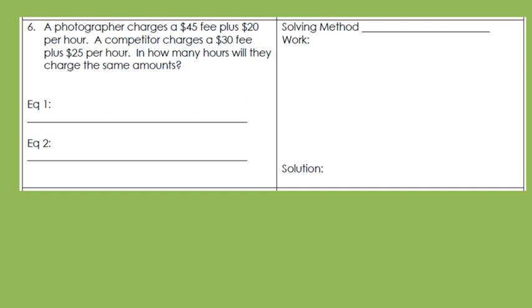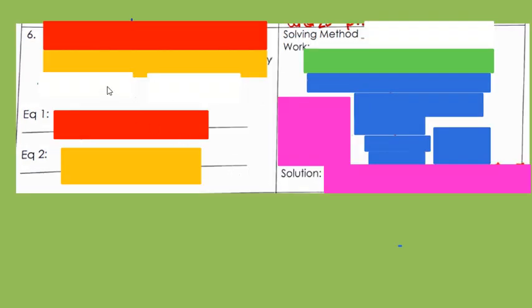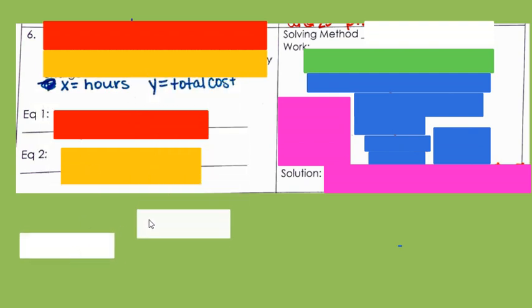When we set up this problem, we're going to start by identifying our X value as the hours and our Y value as the total cost. Go ahead and write that on your paper. Now we're going to go back up into the problem, and anytime we read hours, we're going to put an X, and anytime it's talking about the total cost or how much the photographer charges, that will be our Y.